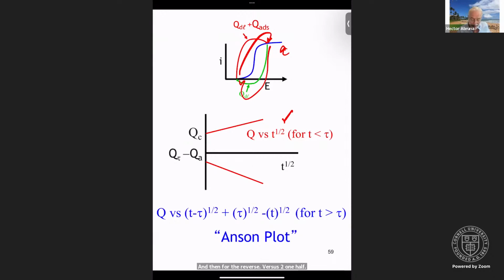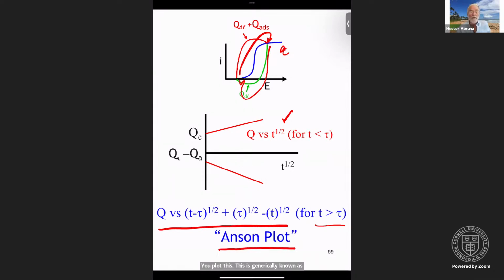If we look at the difference between intercepts, that difference can tell us basically how much stuff we have, how much we have adsorbed on the electrode surface. And so for t bigger than tau, that is on the second part of the potential step, you plot this. This is generically known as an Anson plot.